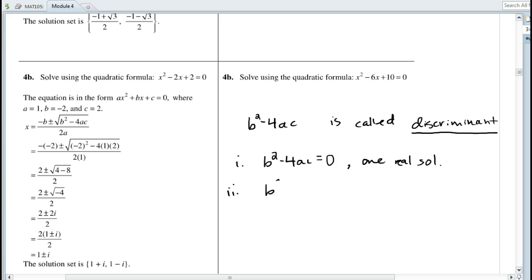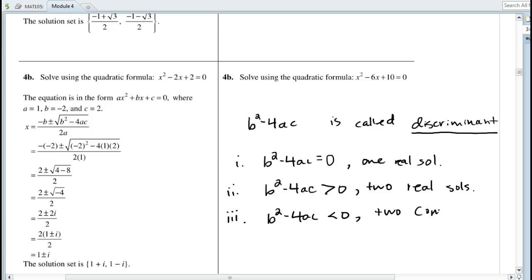If b squared minus 4ac is positive, you get two real solutions. And if b squared minus 4ac is negative, you get two complex solutions, or two imaginary numbers. So in this case, a is 1, b is minus 6, and c is 10. So b squared minus 4ac is 36 minus 40, which is negative 4. So we know we'll have two complex solutions.